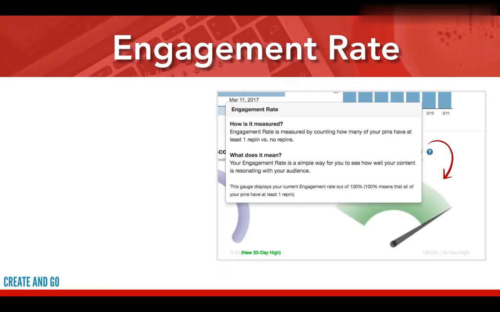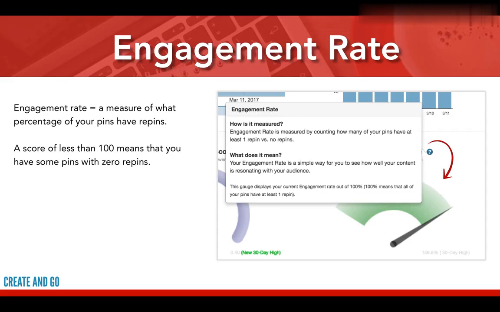So here is your engagement rate. Your engagement rate is a measure of what percentage of your pins have repins. A score of less than 100 means that you have some pins with zero repins, though it doesn't always seem to be accurate. It tells you right here that it's a simple way to see how well your content is resonating with your audience. The score will say 100% most of the time, and when it says 100%, that means every pin on your profile has at least one repin. It says right here, 100% means that all of your pins have at least one repin.